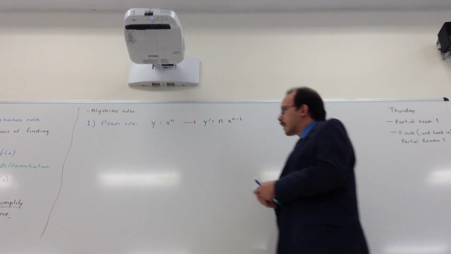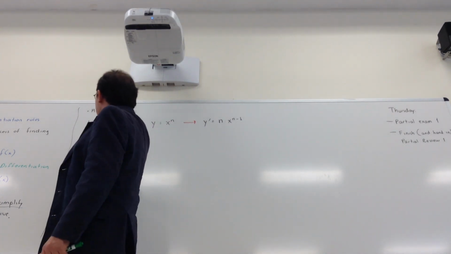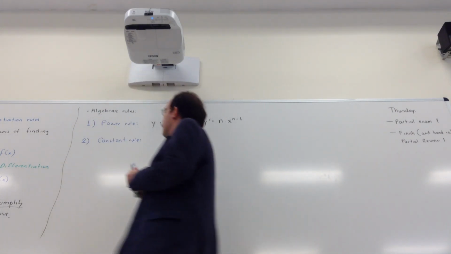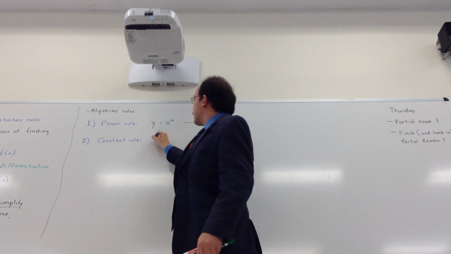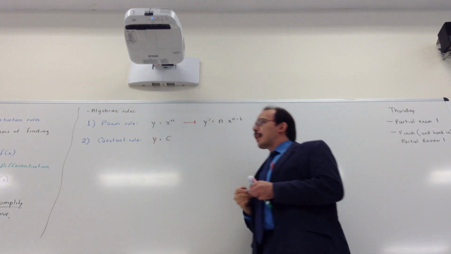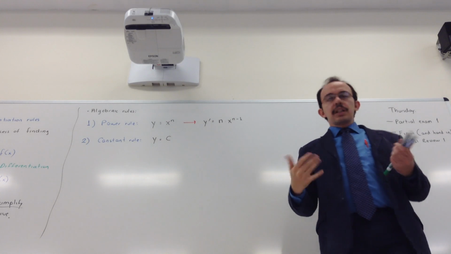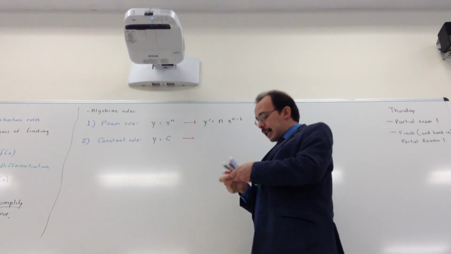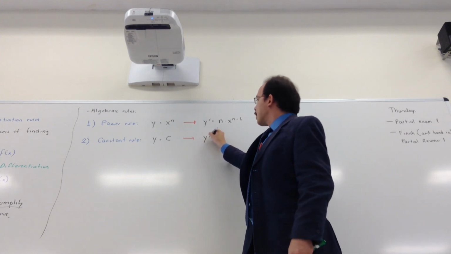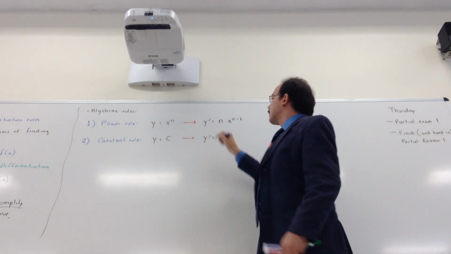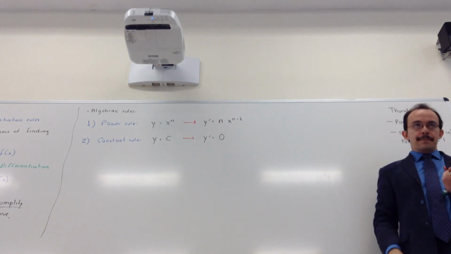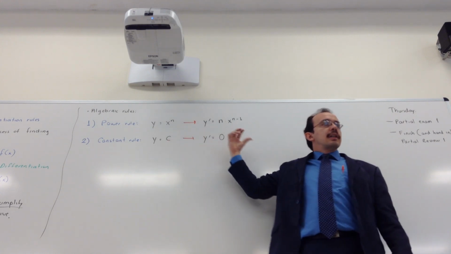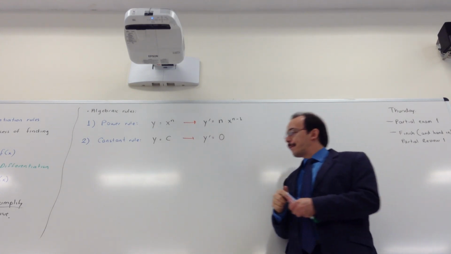Fine. The second rule is called the constant rule. Exactly. If the function is y equals a constant, what do you mean a constant? A number. Any number. The derivative says that y prime, the derivative, is going to be always equal to 0. Okay? So if your function is a constant, that is, no x's, no variables, the answer is going to be 0, the derivative.